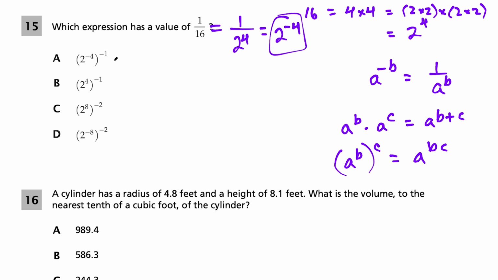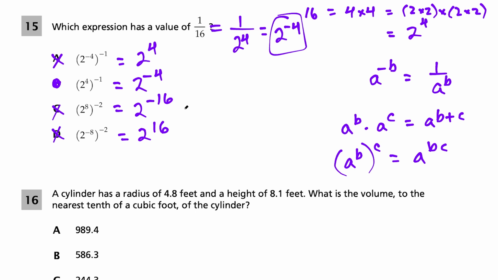Well, this answer choice is no good because that would give you 2 to the positive 4, because -4 times -1 is positive 4. So this is out. Choice B looks good. We would have 4 times -1, so our exponent of 2 would be 4 times -1, which is -4. So this is looking good. This choice is no good because 8 times -2 would give us an exponent of -16. And this one's no good because that would give us an exponent of positive 16. So choice B is definitely our solution.